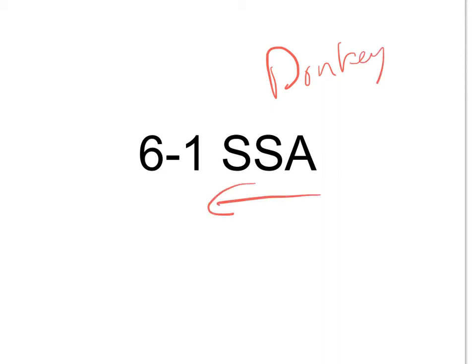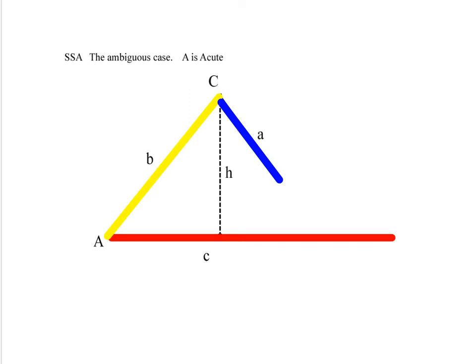Alright, let's keep going. Okay, the ambiguous case. If you remember, SSA did not work back in geometry because you were not guaranteed to have congruent triangles in an SSA situation. Well, you have a chart in your notepad, and let's just run through that chart real quick. In an SSA situation, I always want you to draw the triangle this way.